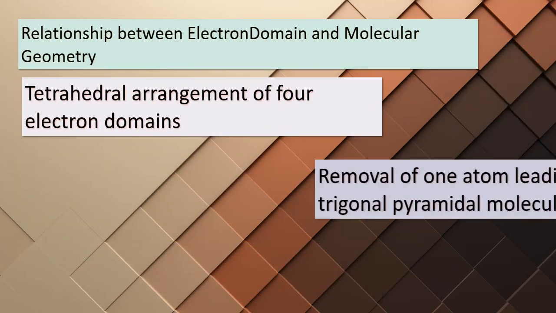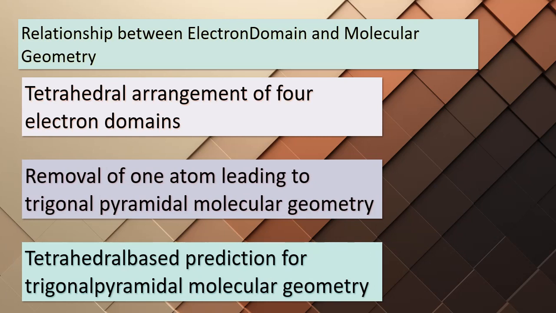Let's take a moment to grasp the fascinating connection between electron domain and molecular geometry. Imagine a tetrahedral arrangement of electron domains. Now, if we remove one atom from this tetrahedral structure, what do we get? Yes, a trigonal pyramidal arrangement emerges. This is beautifully demonstrated in the middle drawing of figure 9.4. So, when we predict a trigonal pyramidal molecular geometry for NH3, it's rooted in the tetrahedral arrangement of its four electron domains.